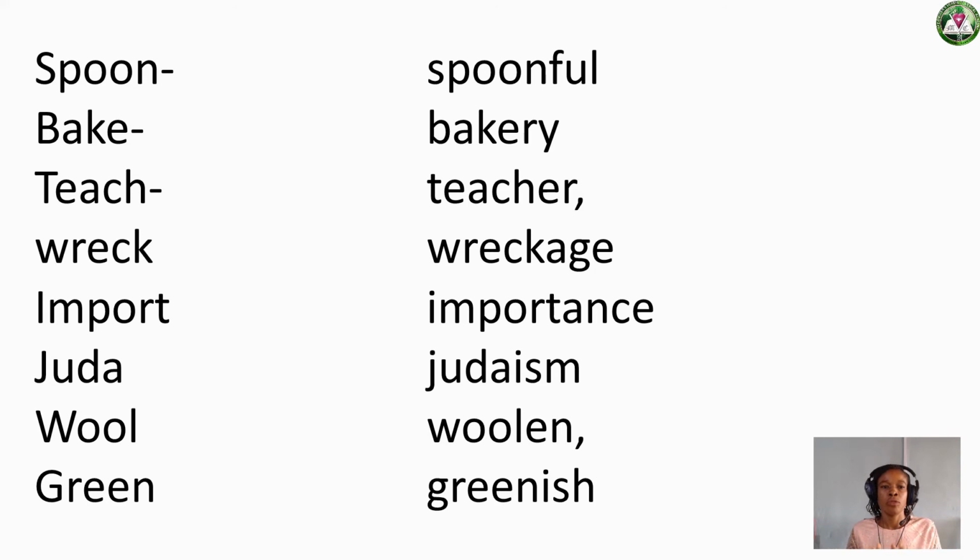You have spoon. You want to change the grammatical function of spoon. You can add F-U-L. That means it becomes spoonful. You have bake, which can give us bakery. Teach, you add ER, you have teacher. You have wreck, you have wreckage. Import, you have importance. Judah, you have Judaism. Wool, you have woolen. Green, you have greenish, and so on and so forth.